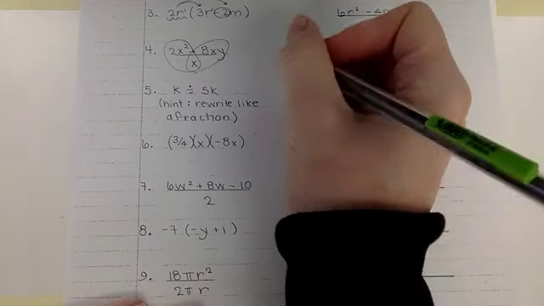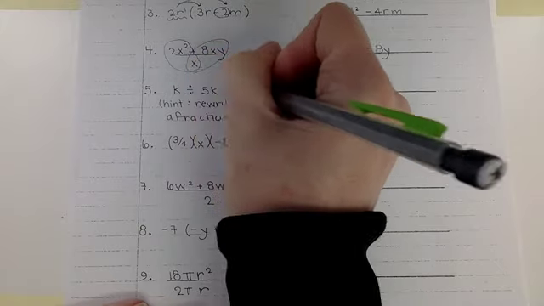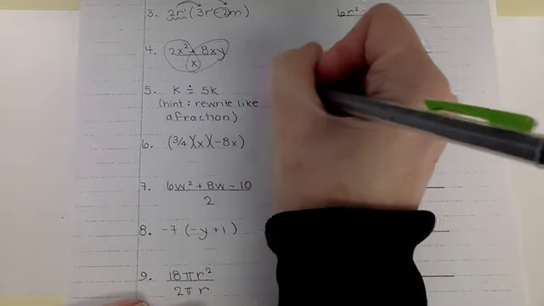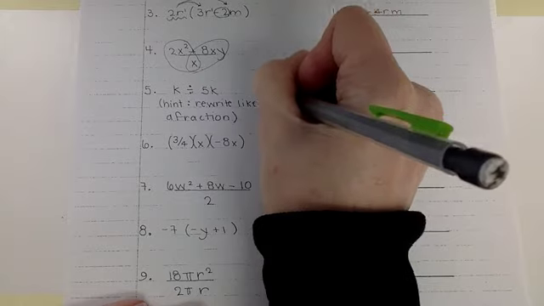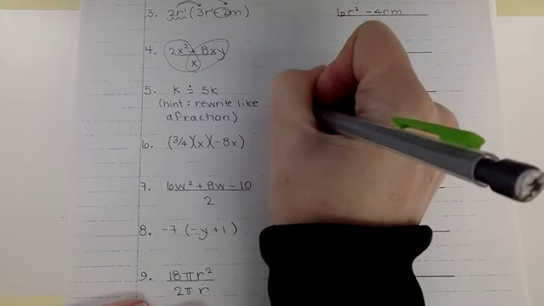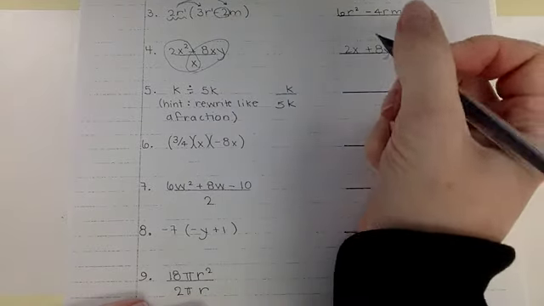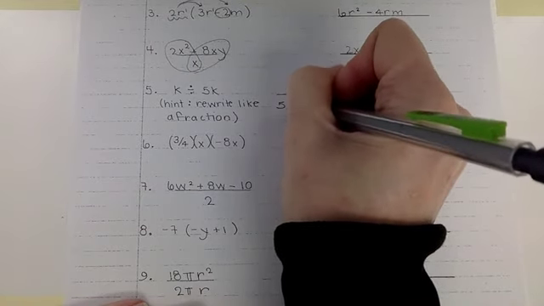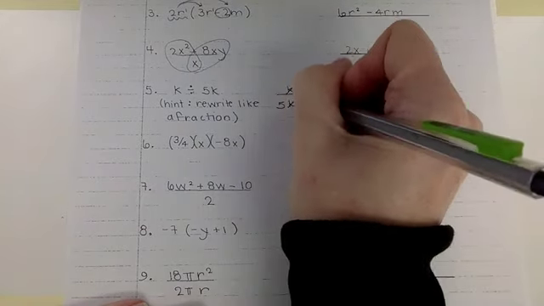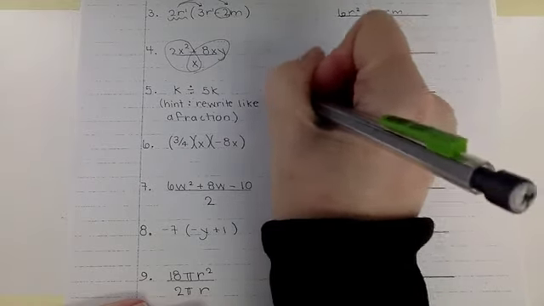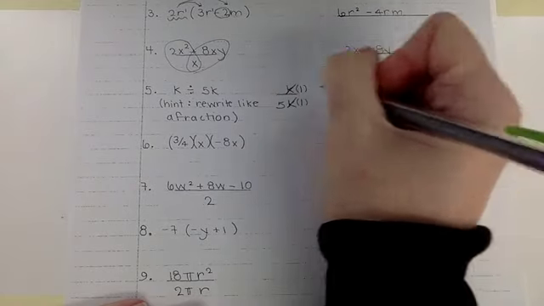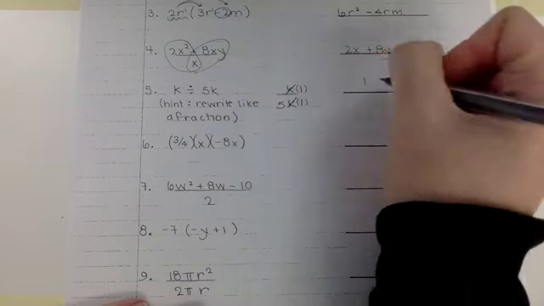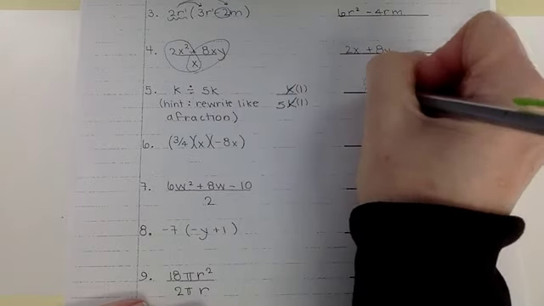Number 5, k divided by 5. Okay, and if we write it like a fraction, lots of you did that, and then you did this, which is right, but remember, when you divide something by itself, it is a 1, so we do have a 1 left on top, and we have to keep it there, and then the 5 is still on the bottom, so 1/5.